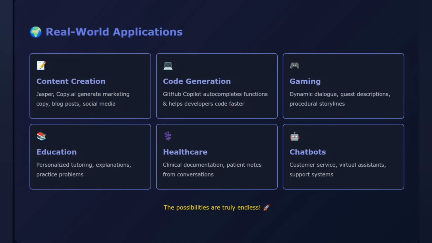Let's look at some real-world applications of these techniques. Content creation. Companies like Jasper and Copy.ai use tuned language models to generate marketing copy, blog posts, and social media content. Code generation. GitHub Copilot uses GPT models trained on code to auto-complete entire functions and help developers code faster. Gaming. Modern video games use text generation for dynamic dialogue, quest descriptions, and even procedurally generated storylines.